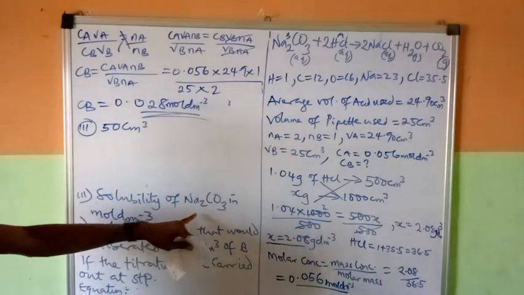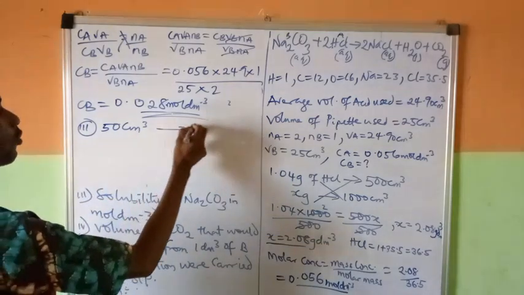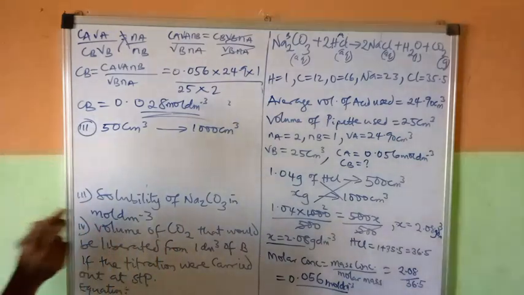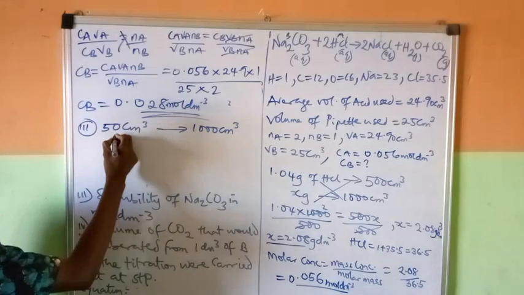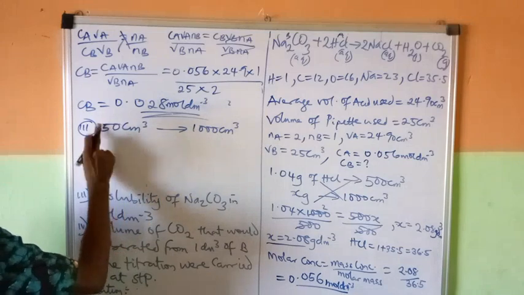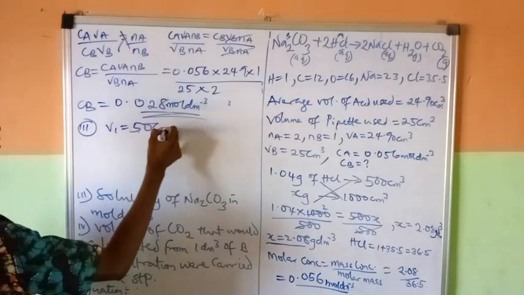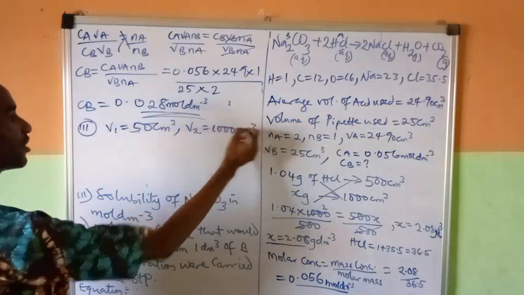okay, 50 cm cube of this substance was made up to 1000 cm cube. So that means this is the concentrated one. When you now added water to dilute, we now have this. So this can be taken to be our V1. So for this substance, our V1 is 50 cm cube. Our V2 is 1000 cm cube.